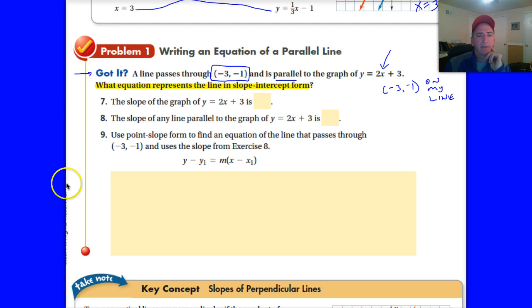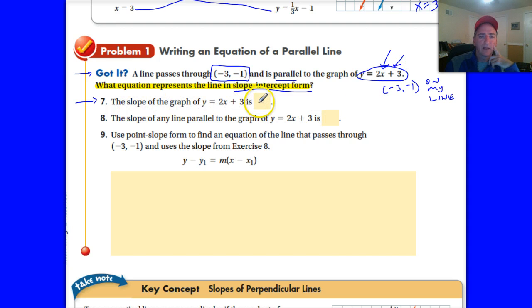So there's a lot happening here. The first is that they have said that you have to put your final answer in slope-intercept form, but they haven't given you the slope and they have not given you the y-intercept yet, but we can figure those out. Now, this is going to talk you through the question. Number 7 says the slope of this graph, they're talking about this one here. Remember, this one is not my graph. Mine is parallel to this.